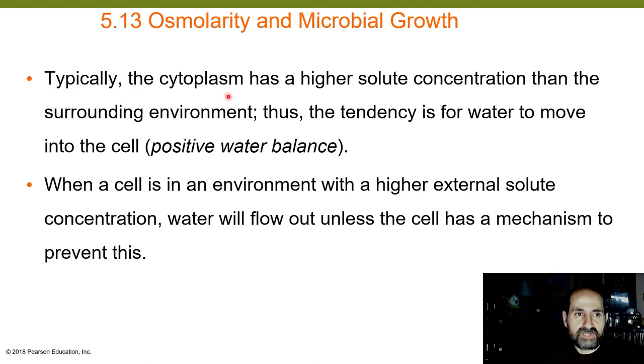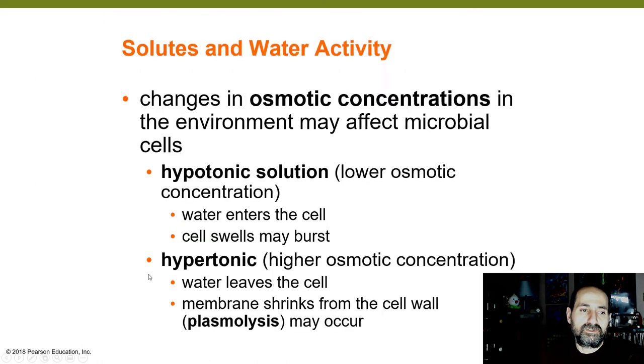So typically the cytoplasm has a higher solute concentration than the surrounding environment. Thus, the tendency is for water to move into the cell. When the cell is in an environment with a higher external solute concentration, for example, a low water availability situation, water will flow out unless the cell has a mechanism to prevent this. This is why bacteria cannot grow on jam or on cereal, which has a lower water availability.